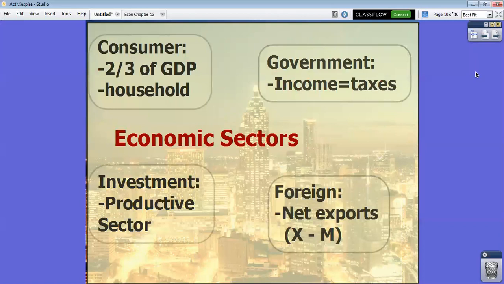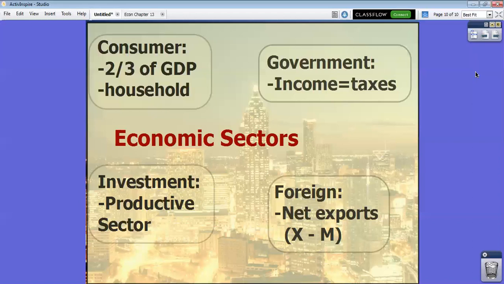The last thing that we have to look at today is the sectors that are added up to figure out our GDP. The first sector we look at is consumer spending, and two-thirds of our GDP is made up of consumer spending, the average household and what we buy. We make up a majority of what is bought in the economy. The other group that we're looking at is the government. As you know, our income taxes are given to the government, and then the government turns around and spends that money. So government spending also figures into the GDP.